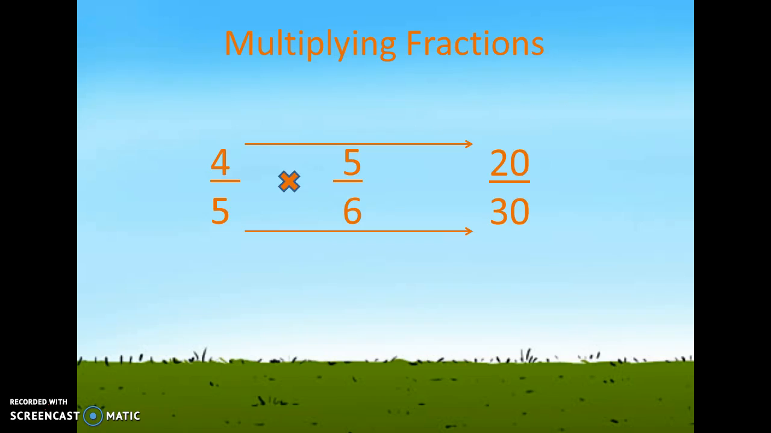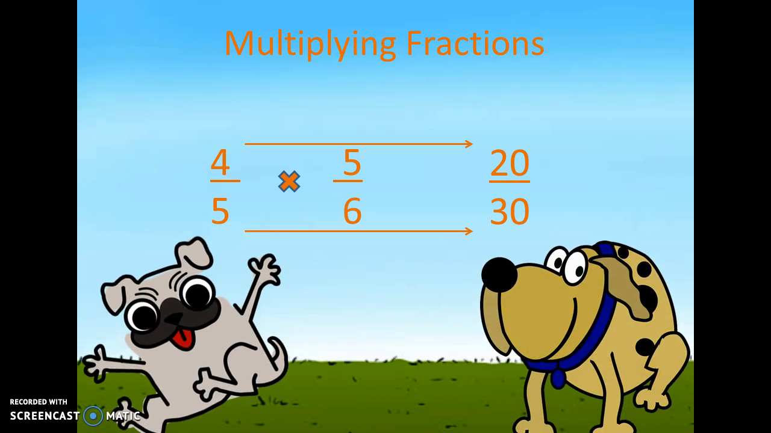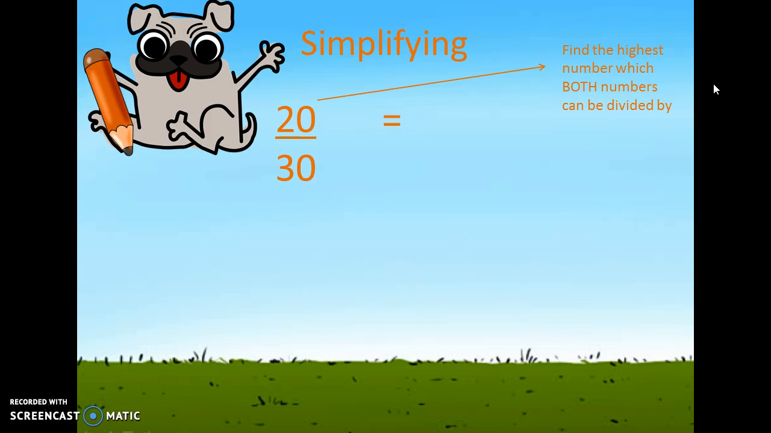In the end, we would get something like this. 4 times 5 is 20. 5 times 6 is 30. And that's it. You just multiply the numerators to get the new numerator, and you multiply the denominators to get a new denominator. Make sense? Fred and Patty are pretty pleased with you right now.